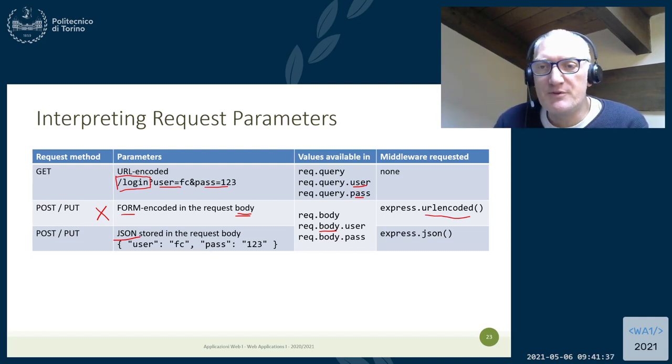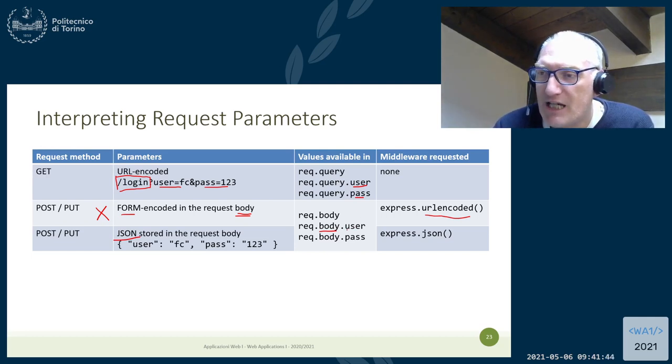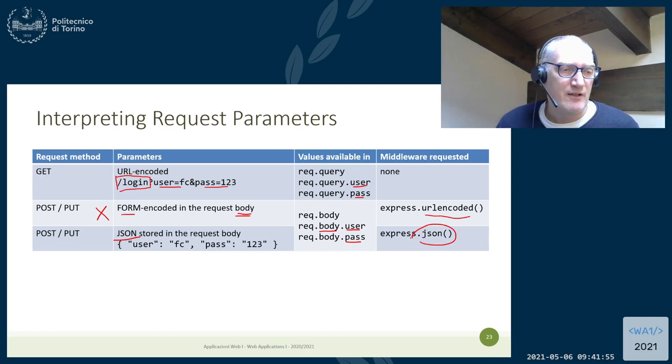But for POST and PUT, we are storing some information into the body of the request, and we may access the same properties of these objects from the body property if we use the middleware called JSON, express.json. So in this case, we are able to extract this information. It's a common mistake to try to read the body properties without installing the middleware.